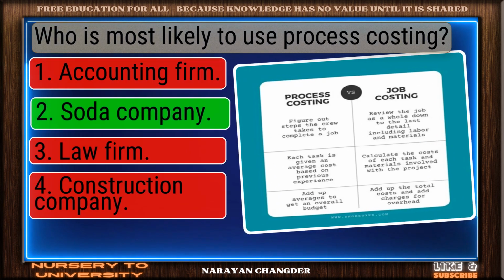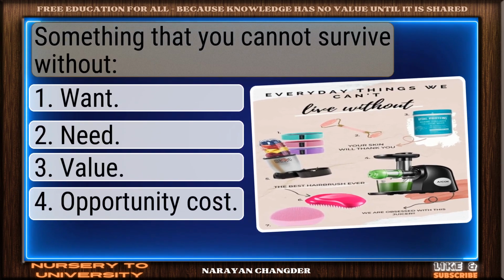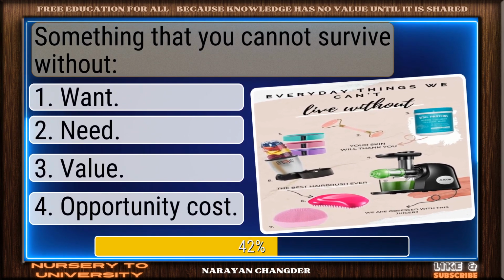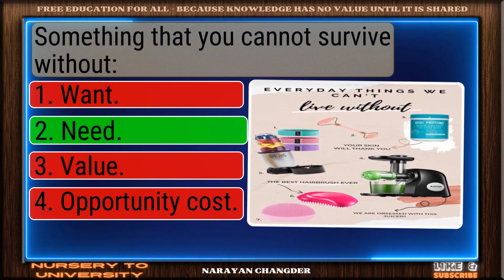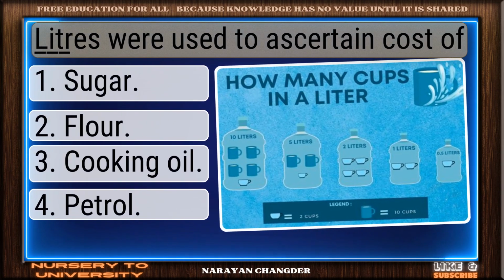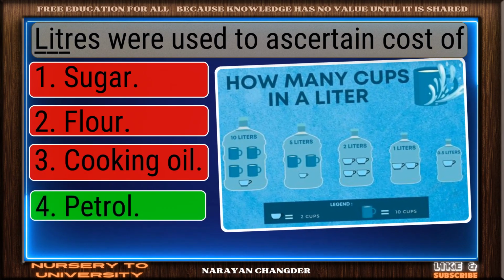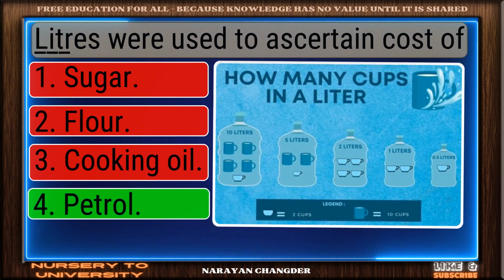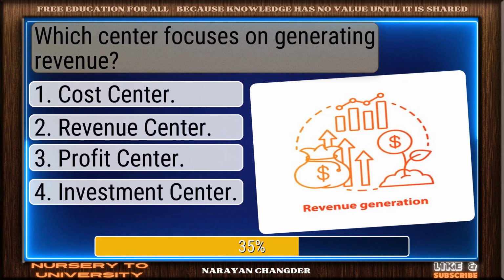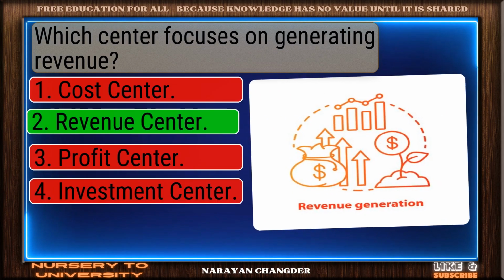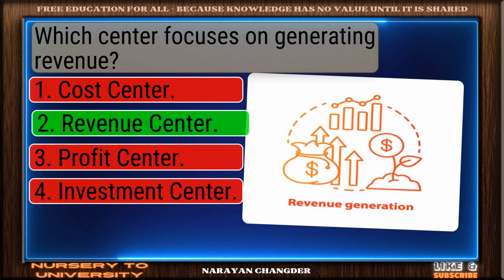Good thinking. Soda company is right. Something that you cannot survive without? Nicely done. Need is solid. Liters were used to ascertain cost of ___. You chose petrol. Correct. Which center focuses on generating revenue? Exactly. Revenue center makes sense.